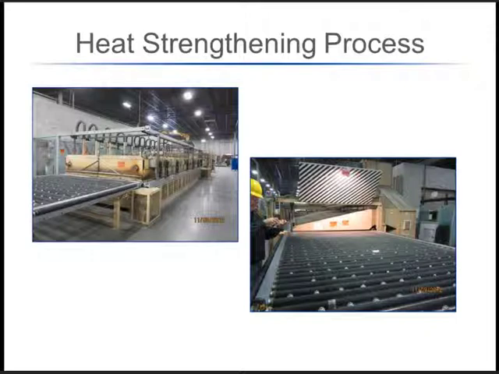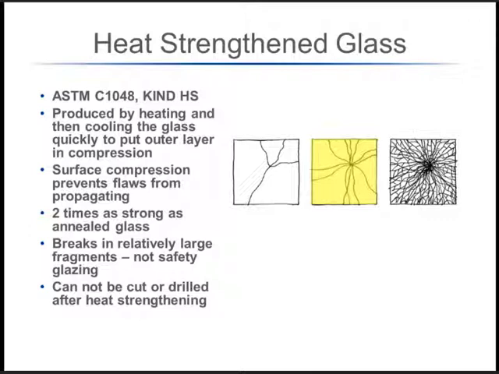But heat strengthened glass, or HS, part of the reason that we use heat strengthened and tempered glass is that the surface compression that's locked in helps to prevent any flaws in the glass from propagating, whether it's a scratch or a small chip. Like I said, it ends up being about 2 times as strong as annealed. It still breaks in relatively large fragments, so it still is not considered safety glazing. And the issue with heat strengthened or tempered glass is that you cannot cut it after it's been heat strengthened, or it will break. So we move on to tempered glass then.